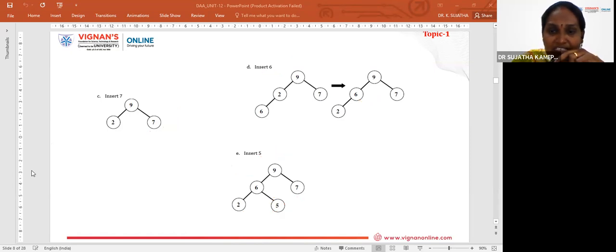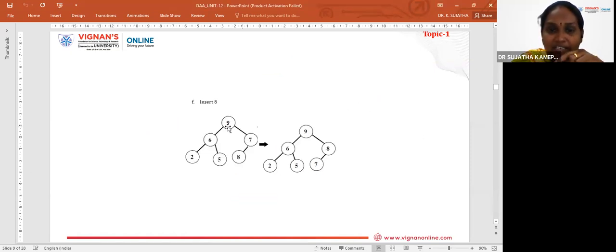Next, I need to insert the next element, which is nothing but 8, right? Now 8 becomes the left child of this one, but here this is not satisfying the parent dominance property. So this has to be rotated, 8 becomes the parent and 7 becomes the child, and finally this becomes the heap tree which is constructed using the given keys. This is the top-down approach.